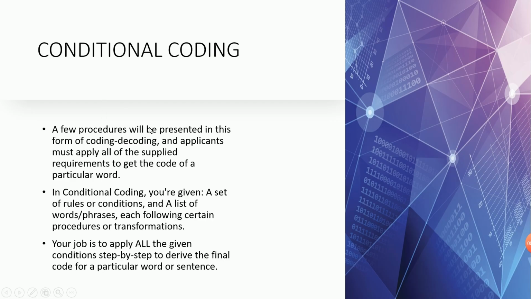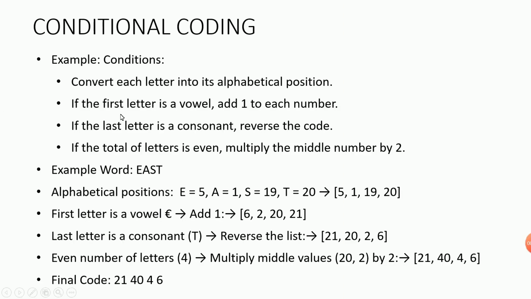Next is conditional coding. So as I said earlier, they will be giving certain conditions or rules. You have to follow that particular set of rules to identify or code or decode whatever you have to do. So you have to follow that particular method. So here a set of rules or conditions and a list of words and phrases, each following a certain procedure or transformation. So we have to apply everything. So next, here I have given an example. I think you will understand when you see the example.